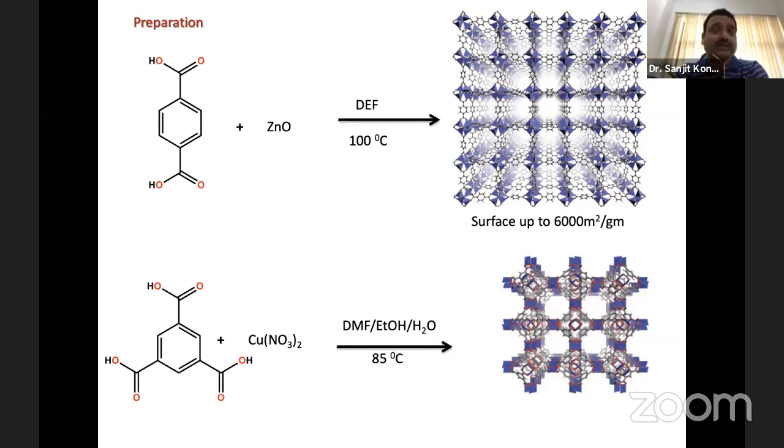Now, the question is, you have 6,000 square meters per gram surface area, meaning 1 gram of material has a surface area of roughly the size of a football ground. How is it possible? Is it really practical to think like this? And it is highly possible.